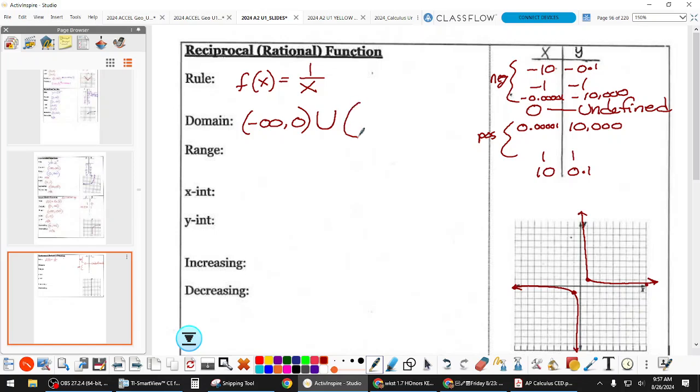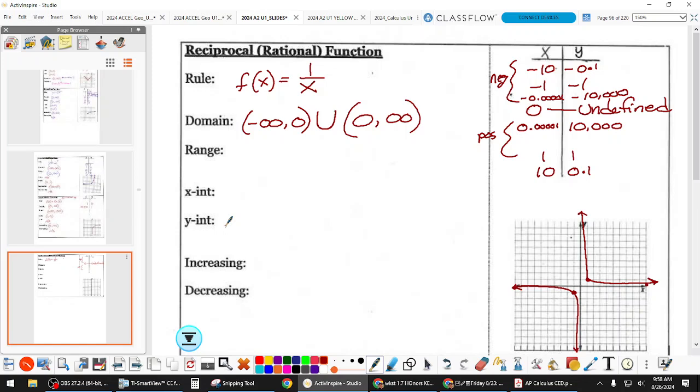Okay, how about the next interval? Here's what we've done. We've said all the way up to there. Now we got to pick up here and go to the right. So what would the other side say? Yeah, 0 to infinity. Good. We're going to leave it like that since we're practicing interval notation. I'll show you later on another way to write that.